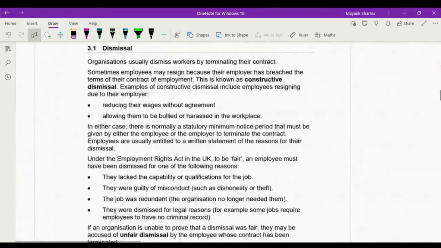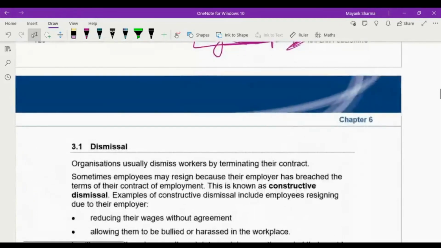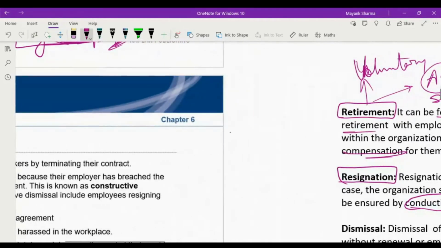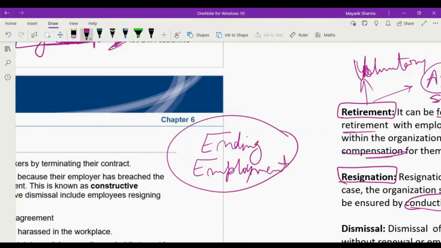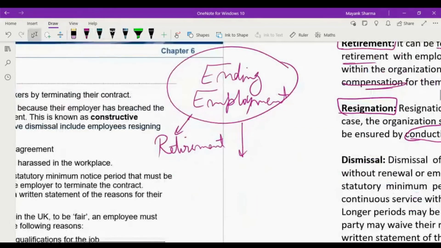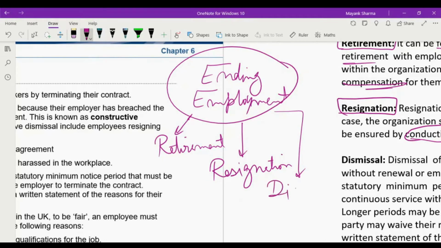So we have discussed two ways of ending employment. If you want to end your employment, or in any way the employment is ending, then there can be retirement, there can be resignation. These two we have understood. What else can be there? There can be a third term known as dismissal.